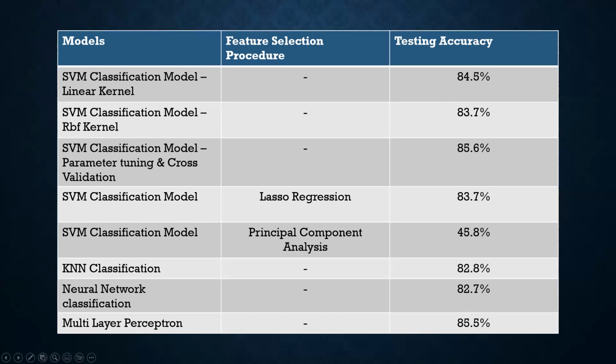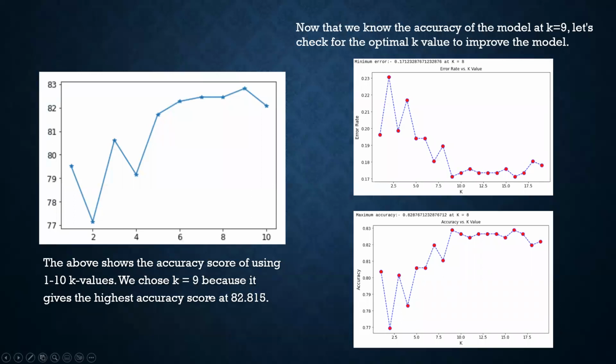For this study, we have also used KNN, which is a supervised learning technique for both regression and classification. KNN predicts test data by calculating the distance between the test and training data points. K values explain the count of the nearest neighbors, and for this study, we used K values of 1 to 10. The graph on the left shows the accuracy score of using K values of 1 to 10. The highest accuracy score is 82% by using K equals 9.